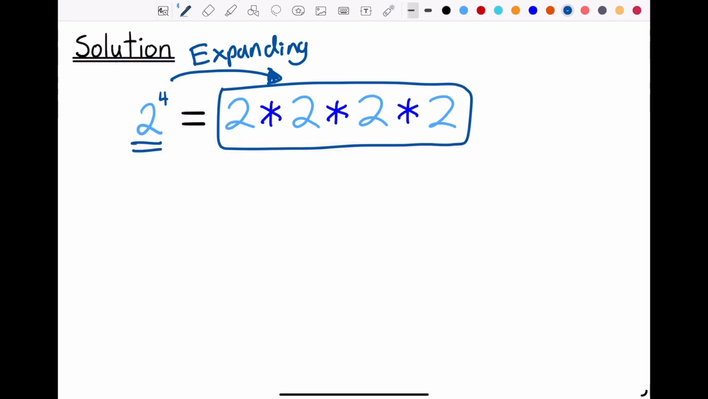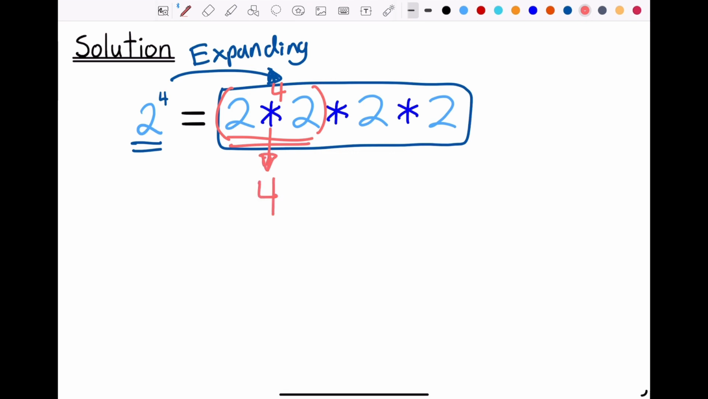So what we're going to do is multiply two numbers at a time. Let's start with these first 2's at the beginning. 2 times 2 equals 4. So we're going to replace 2 times 2 with its product 4.